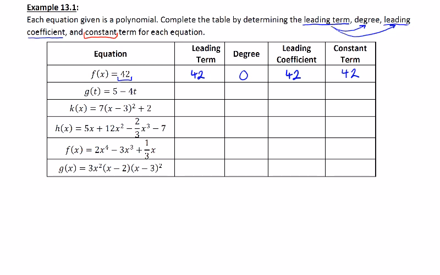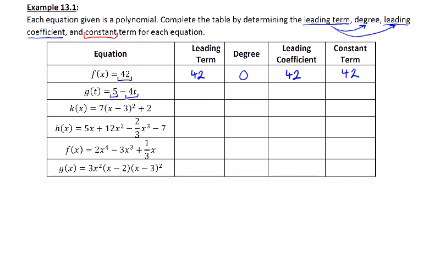So moving on to g of t equals 5 minus 4t. With this, I want you to view this as having two terms. We have the 5 and the 4t with subtraction in between them. And the language leading term can be a little misleading. Leading term does not mean it has to always be written first. It should be written first according to our polynomial definition, but that doesn't necessarily mean that it's always given to us that way. So the leading term is always the term that has the highest power on the exponent.